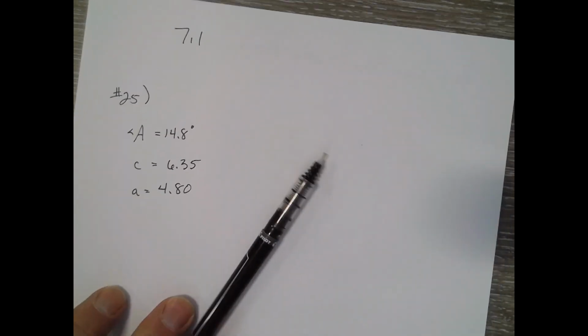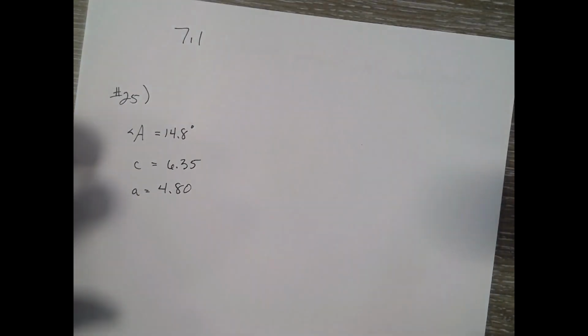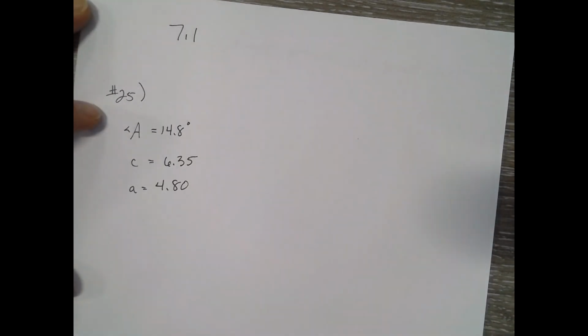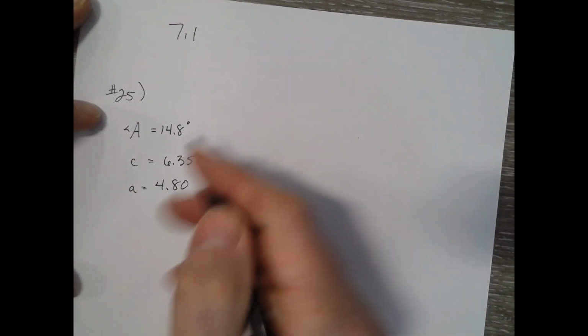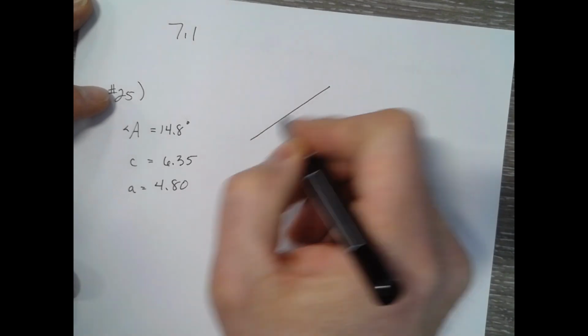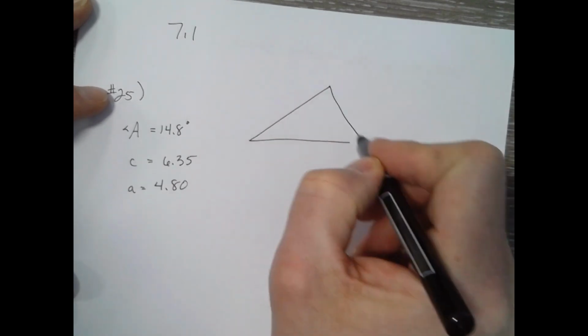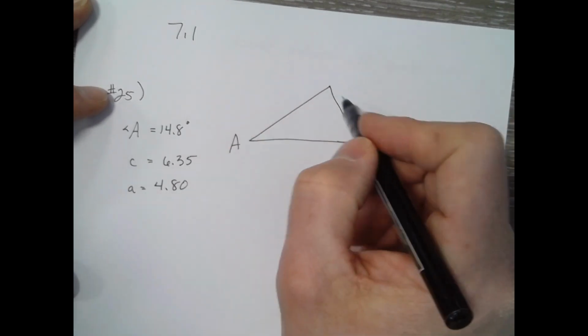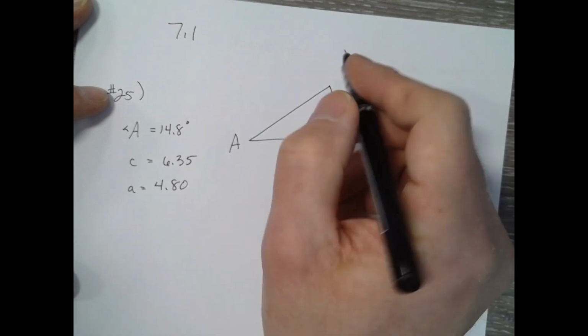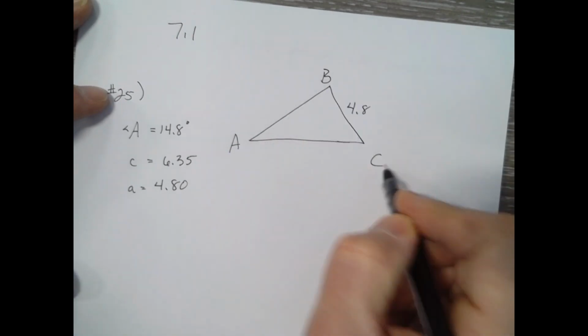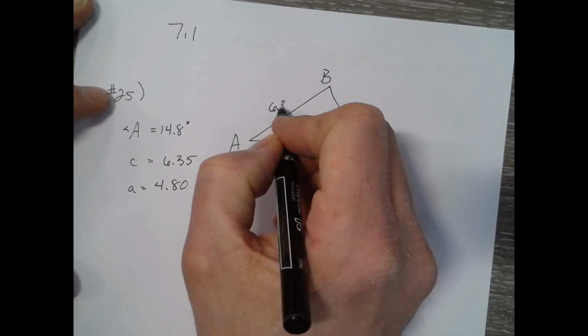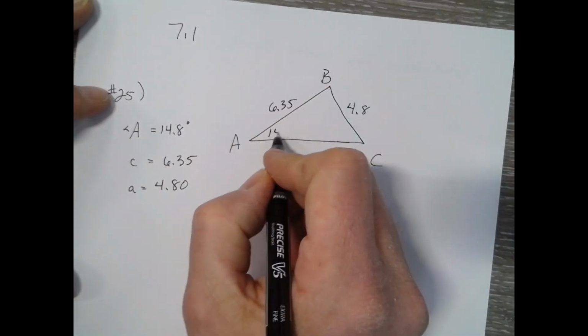Alright, 7.1, number 25, you're supposed to solve the triangle. You're given angle A, side C, and side A. So let me draw it here. I've got angle A, side A is 4.8. I'll call that B and call this one C. So this is 6.35 and this is 14.8.